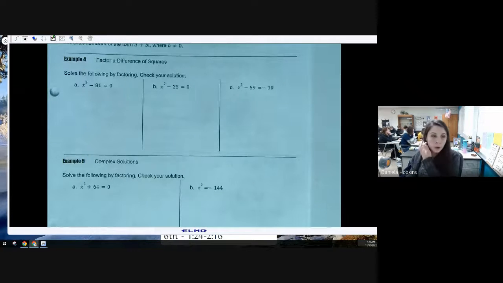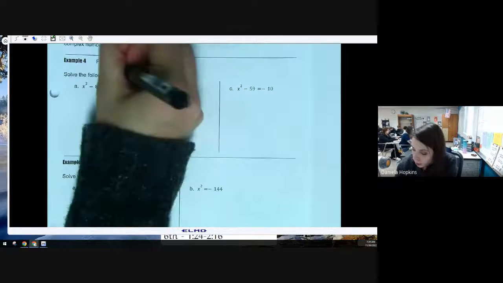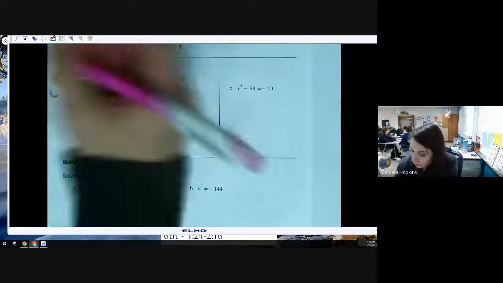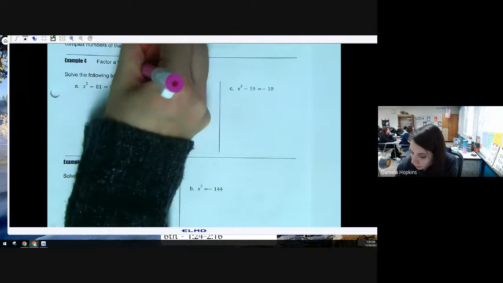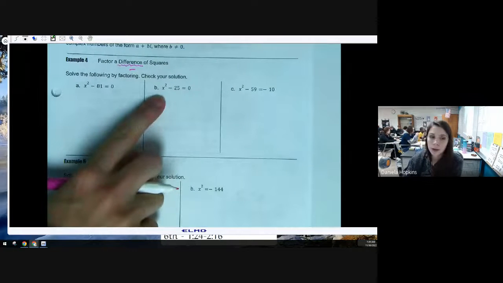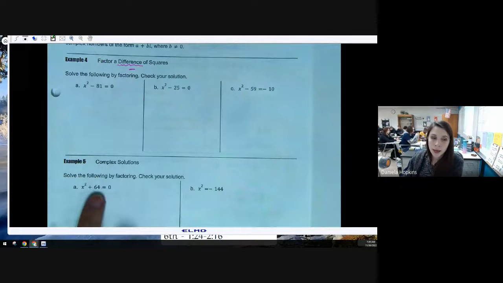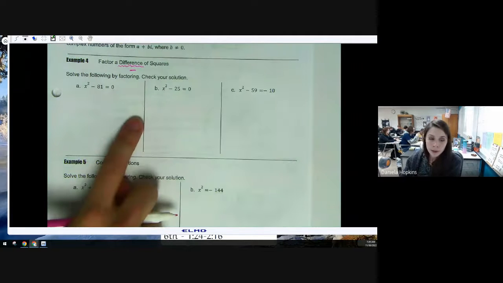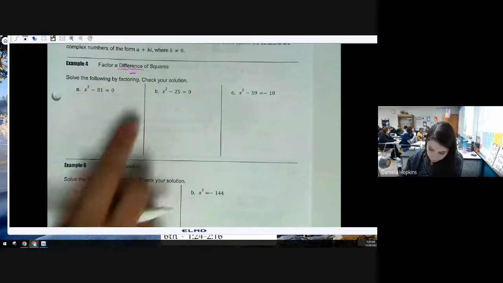Example 4 is just factoring a difference of squares. As another quick reminder, difference means subtraction, right? So in the middle, you're going to have a subtraction sign. Because if you look at part A here, we have a plus instead of a subtraction, so this is not a difference of squares. Example 4 is the more typical one.